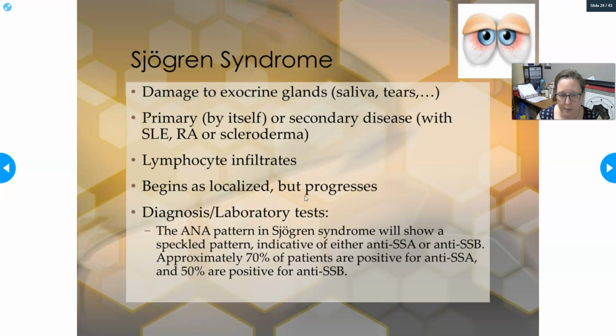The diagnosis lab test is going to be, again, through the ANA. The pattern is speckled, like lupus. And so that can be indicative of either anti-SSA or anti-SSB, which we can test for now. But 70% of patients with Sjogren's have anti-SSA and 50% have anti-SSB.